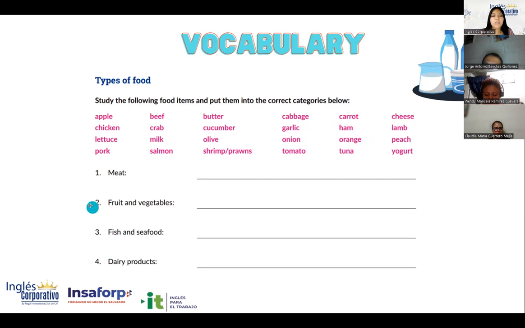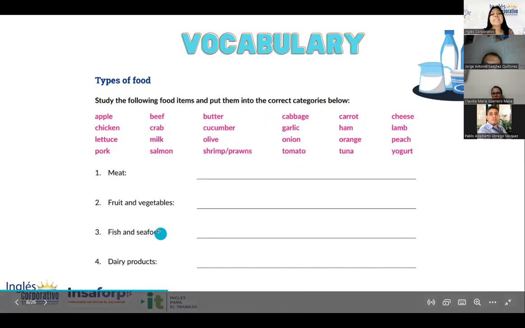Okay, what about number two, fruit and vegetables. Apple. Lettuce. Cucumber. Yes. Olive. Cabbage. Garlic. Onion. Tomato. Carrot. Orange. And peach. Yes. What about fish and seafood?